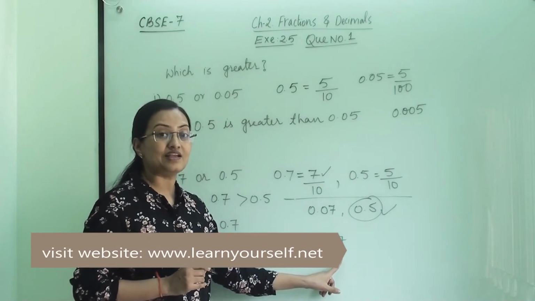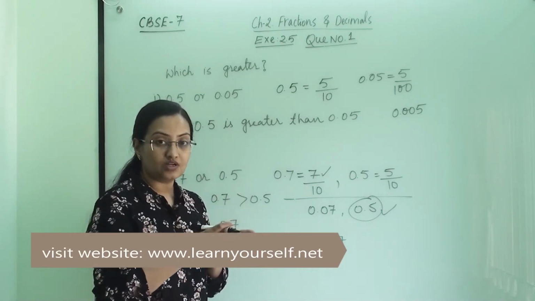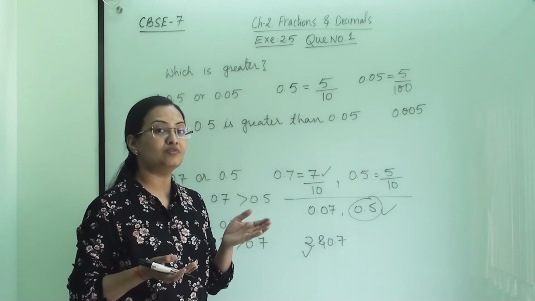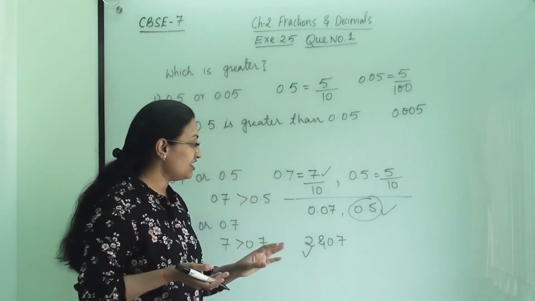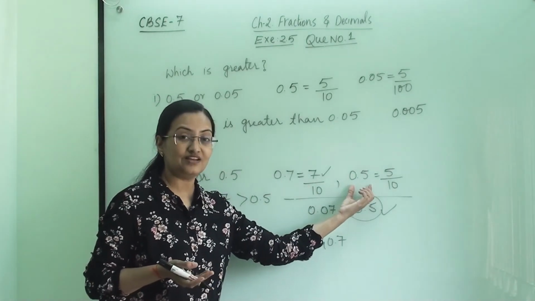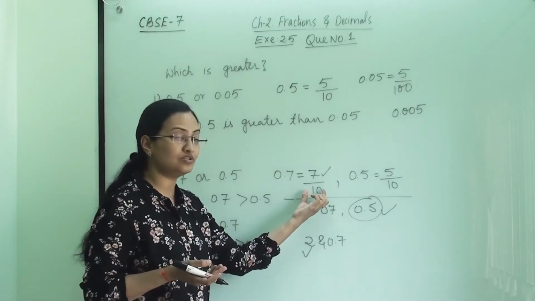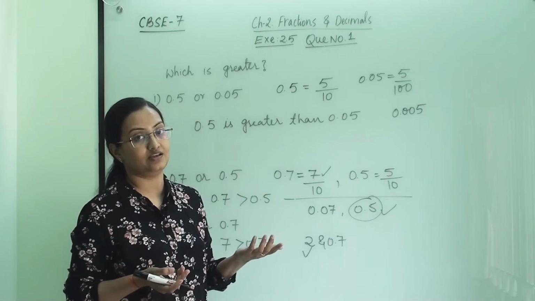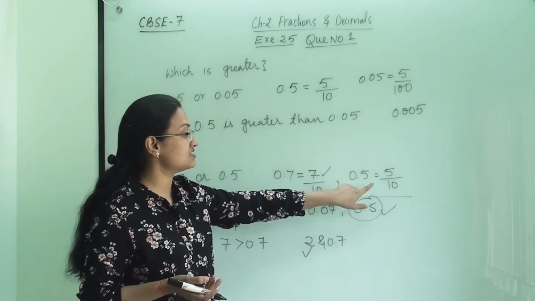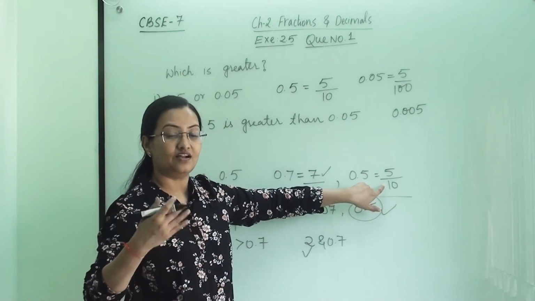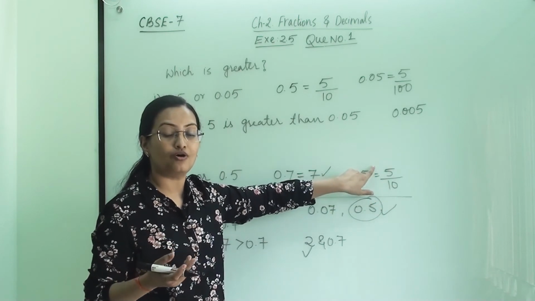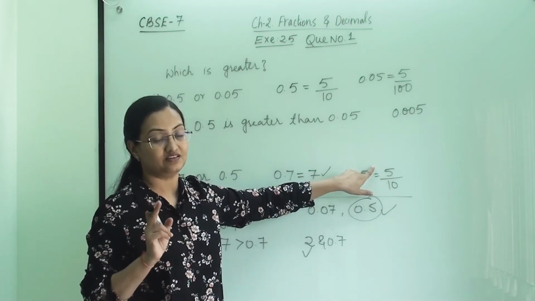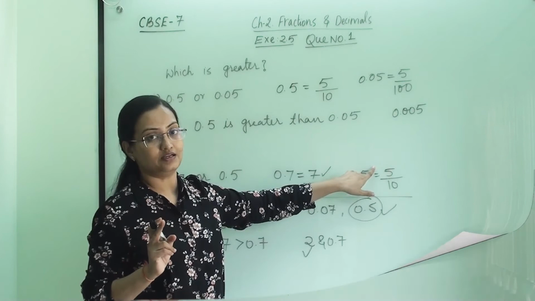So it depends upon whether they are whole numbers or decimals. A whole number will always be greater. And if both are decimals, then we have to look at whether the denominator is 10, 100 or 1000. As the denominator increases, 10, 100 and 1000, the value of that number will decrease.